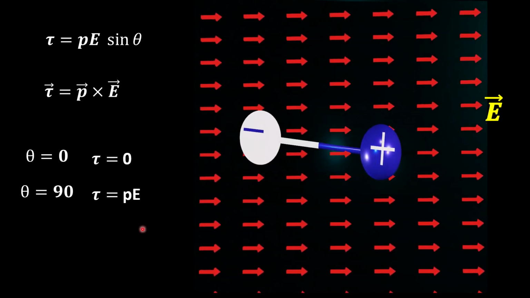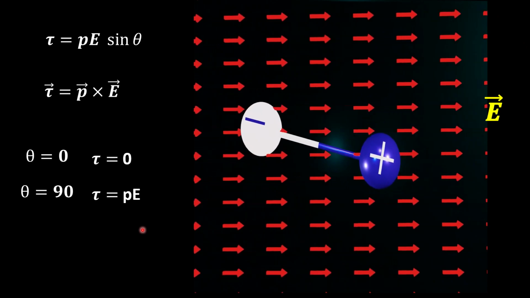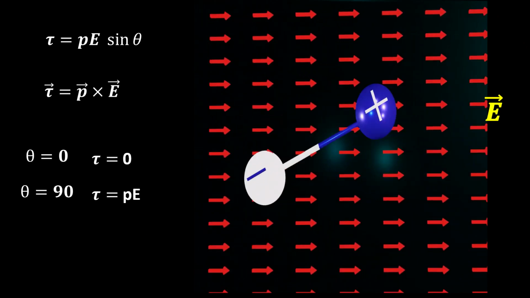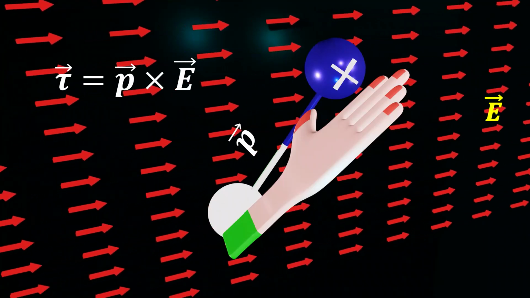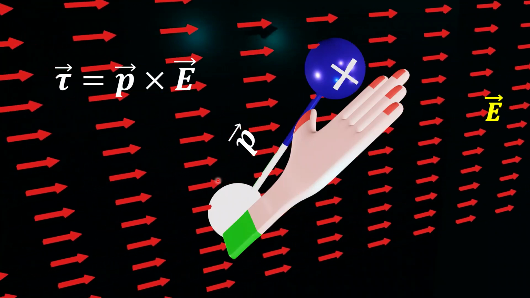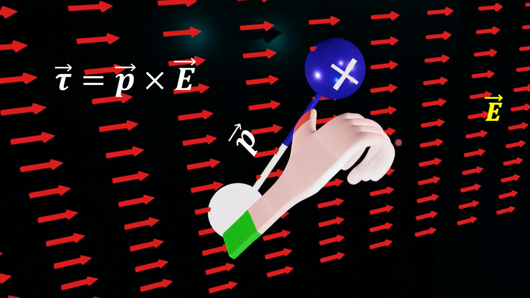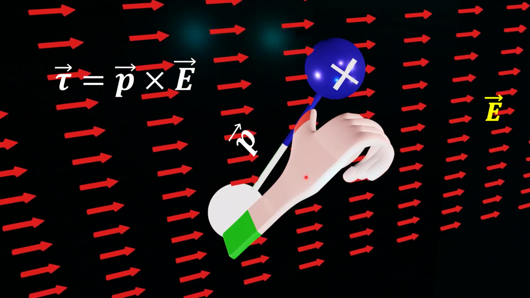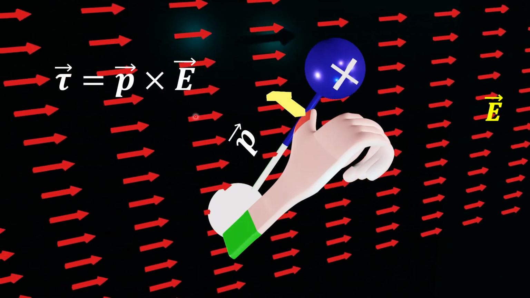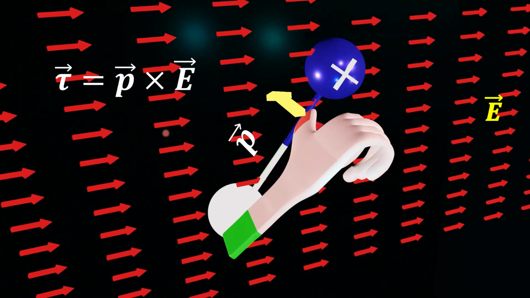Next we see the direction of the torque according to the right hand rule. Keeping the right hand towards the direction of the dipole moment vector, facing the palm towards the electric field vector, and curling the fingers, the thumb shows the direction of the torque, that is into the plane of the paper.